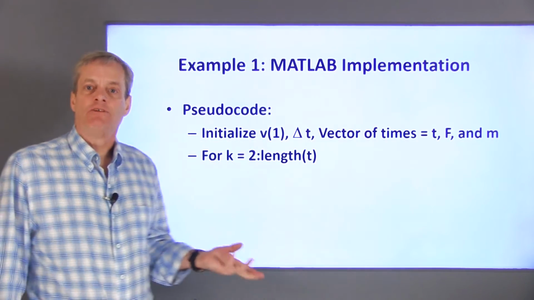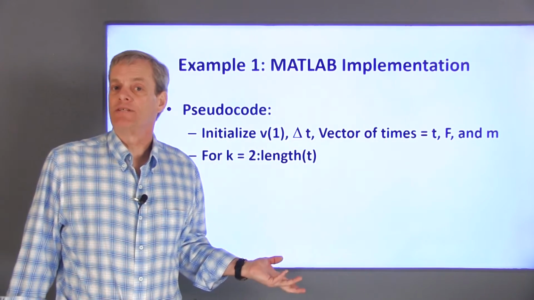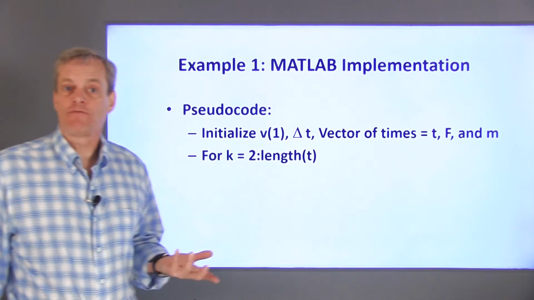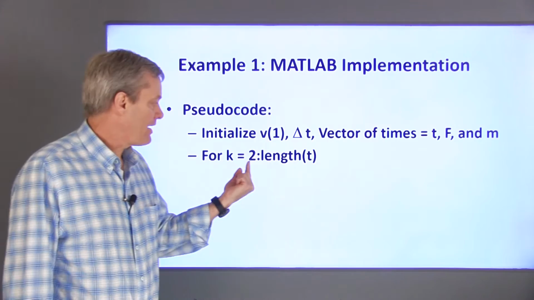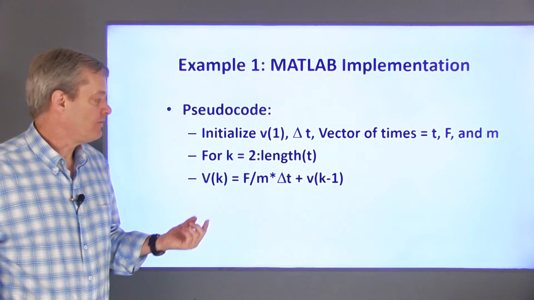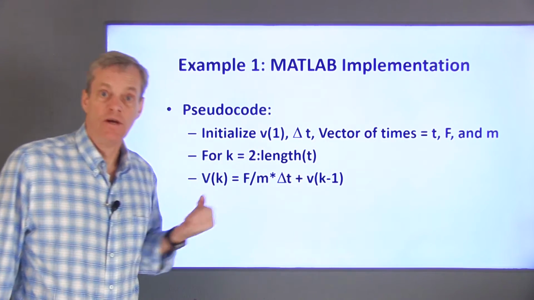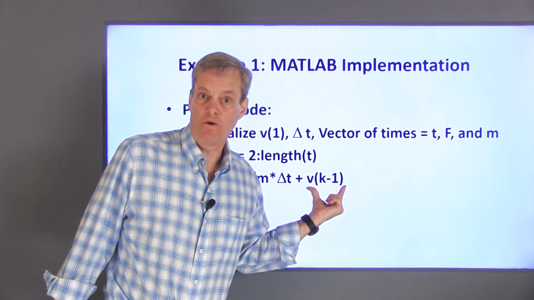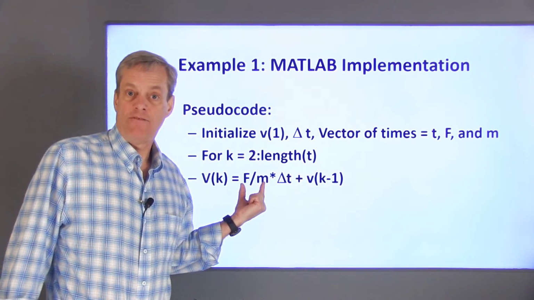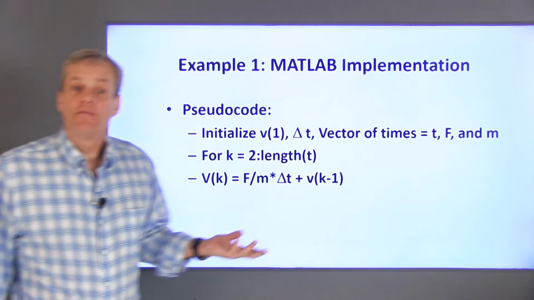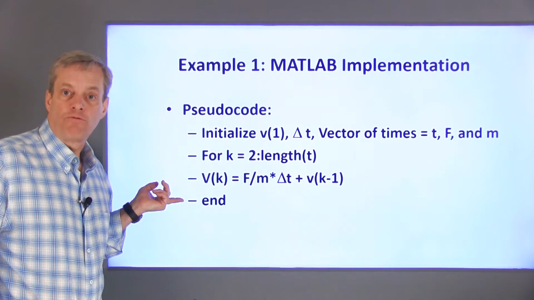Now we can calculate velocity values for the remaining elements in the time vector. I'll use a for loop to do this. We have the first element in this array, so we'll start our calculations at k equals 2. For each value of k, the velocity at the kth element will be the velocity at the previous time step, v of k minus 1, plus the slope, f divided by m times the time step, delta t. That's all we need to do, so we can end our for loop.